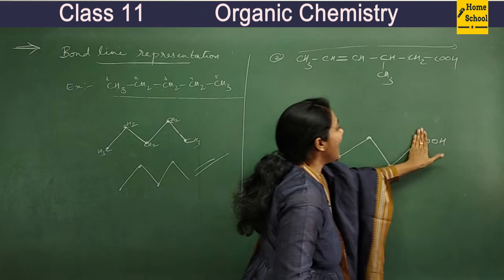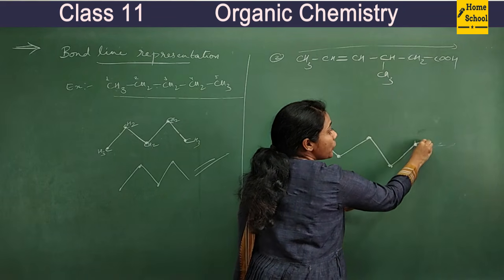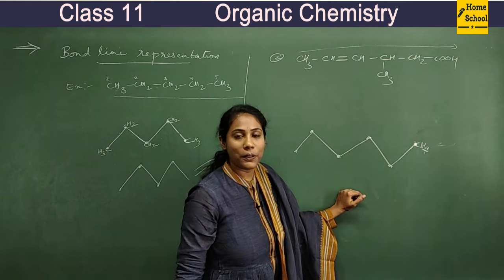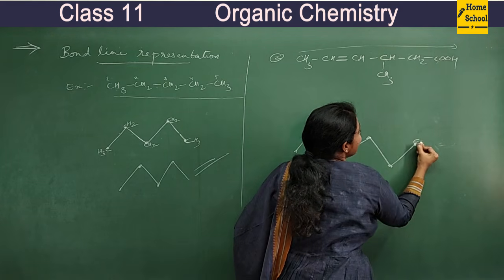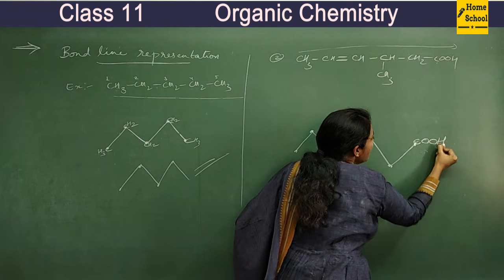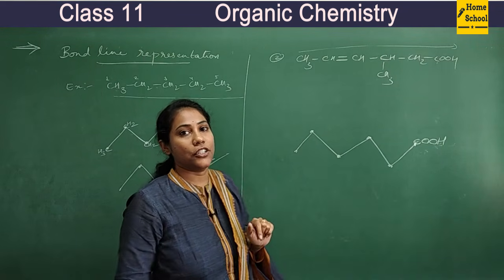Okay, and for that 6th carbon, if you leave it as one dot, it is understood that this is a CH3 group, right? But that is not a CH3 group. That carbon is there in the form of a functional group, COOH. Functional groups you have to mention in bond line representation.